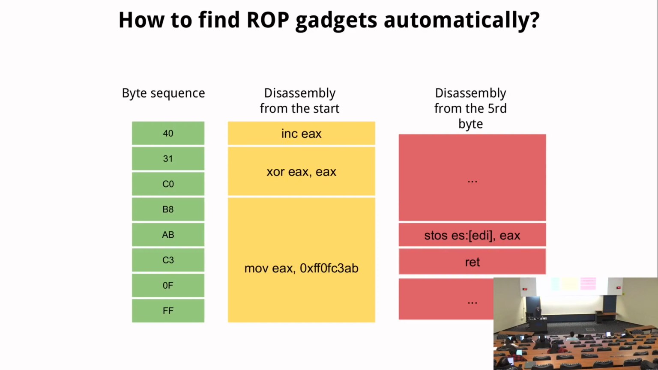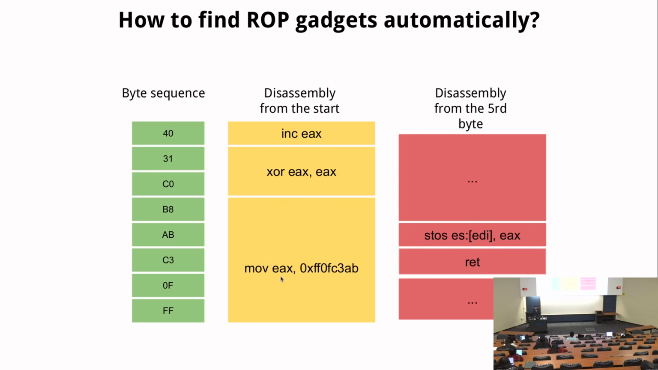Here's another example. Let's say we have some byte sequence. There will be 8 bytes here. The top is the lower address, the bottom is the higher address. So the byte sequence is 40 31 C0 and so on. If the CPU starts executing at this address, the CPU will try to interpret the next byte. Is that an instruction? The CPU will find out this is an instruction, and the instruction is increase EAX. Then the CPU goes to the next byte to see if this is an instruction, which is probably not. Then the CPU will take 2 bytes to see if this is an instruction, and find out this is exclusive or EAX. After that, it finds out the next 5 bytes is an instruction: move this number to EAX.